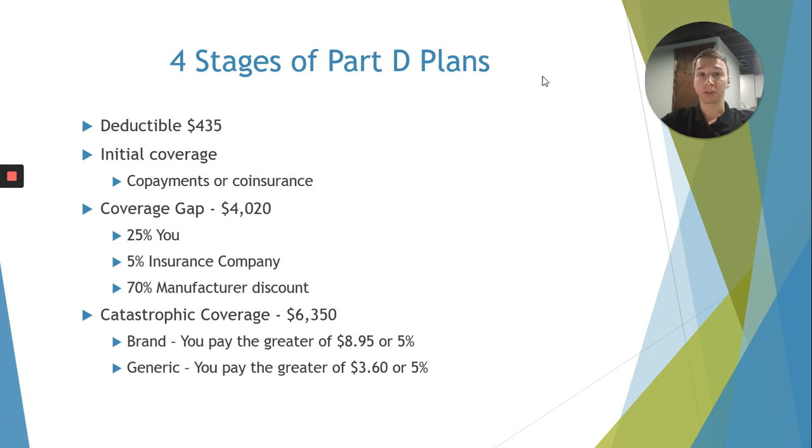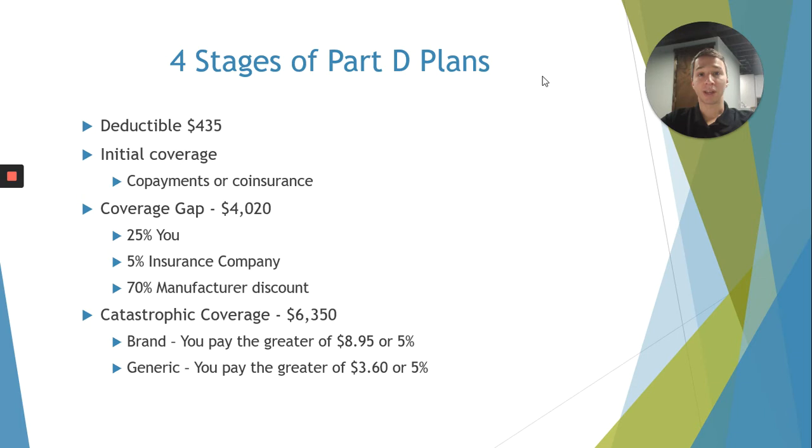Now you're in this initial coverage stage until, or if, you reach the coverage gap, which has also been referred to as the donut hole. Once you're in the donut hole, your costs are going to be 25% of the medications in most cases until you reach catastrophic coverage, or if you reach catastrophic coverage, at which point your costs are going to be the greater of 5% of the cost of the medication, or $8.95 for a brand, or $3.60 for a generic, whichever is more expensive. Not everyone goes through all of these stages in a year, or in any year at all.